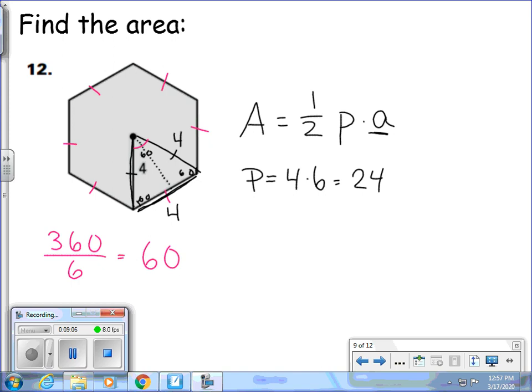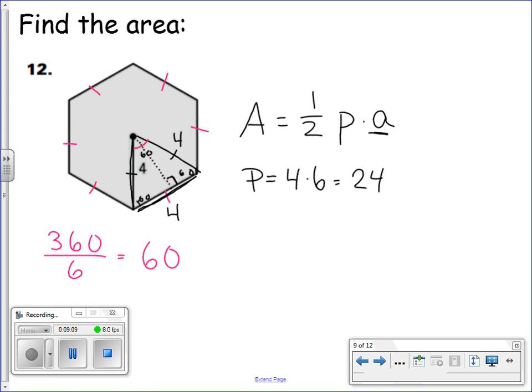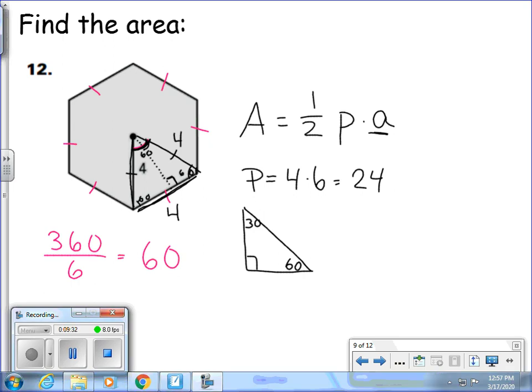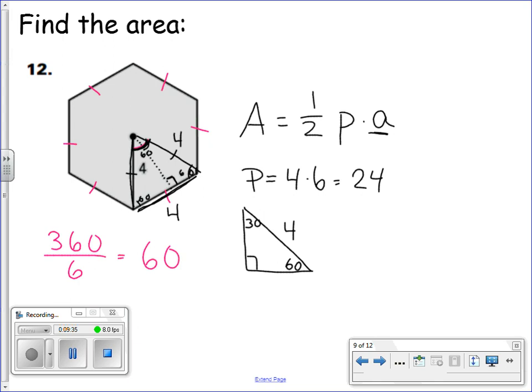Since this is the apothem I'm looking for, I know that this is a 90-degree angle. So let me kind of redraw this triangle out. So I have a 90-degree angle. This is equal to 60. If this is equal to 60, then that angle here is equal to 30, because it's half of the entire angle measure. We also know that the hypotenuse is equal to 4, and we can see that here. If my entire segment down here is equal to 4, that means half of it is equal to 2.